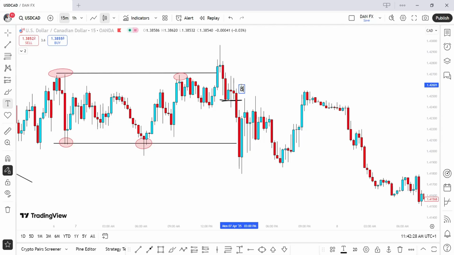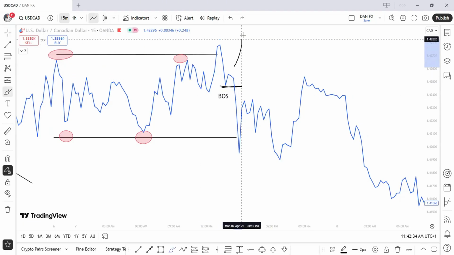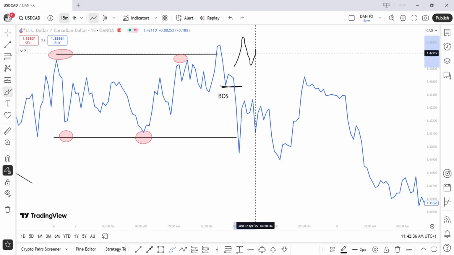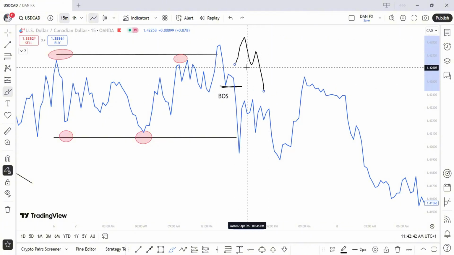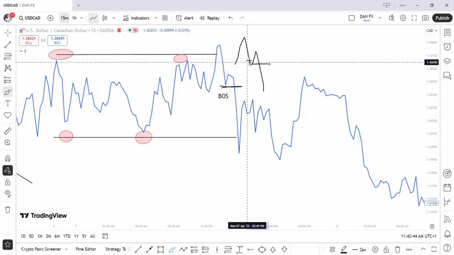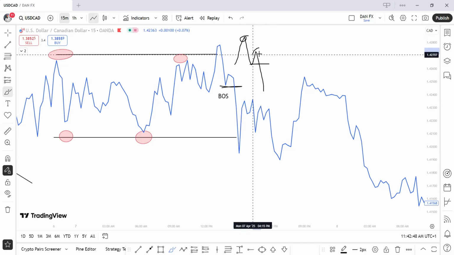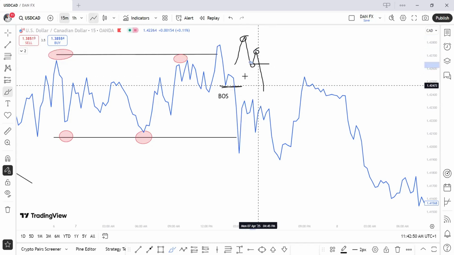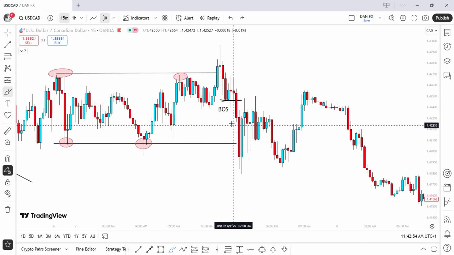BOS. BOS just happened here because we can see, if we change it to a line chart, price went up, came back down from the low. So it's meant to continue up like this, but because it didn't continue up like that, it did like this and then broke down. So what does this tell us? This is a break of structure here because price has broken the structure of the uptrend. So now we have a high and then we have a lower high. We have a lower low and the price is going to continue down and give us lower highs and lower lows. So that tells us that price is now in a downtrend.